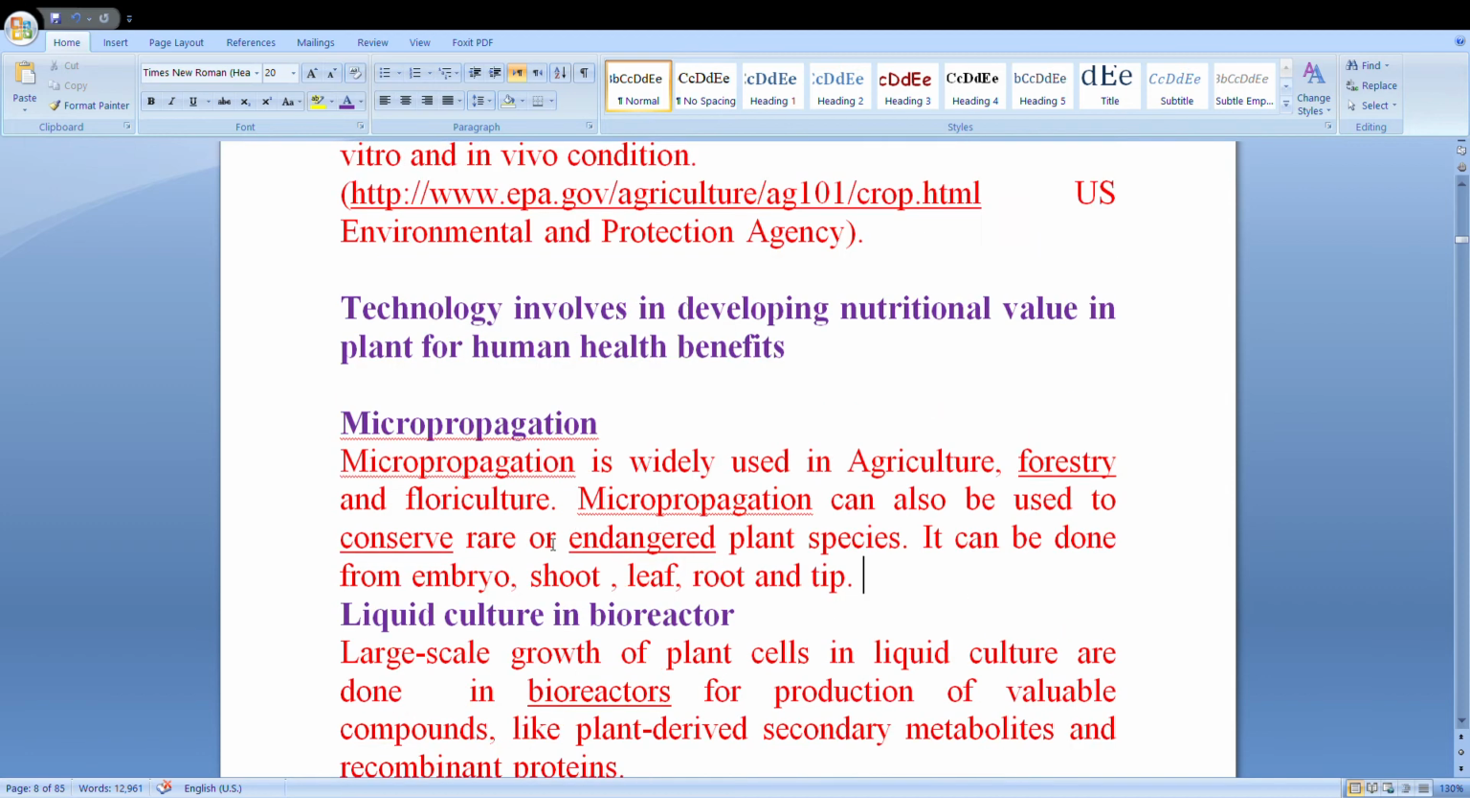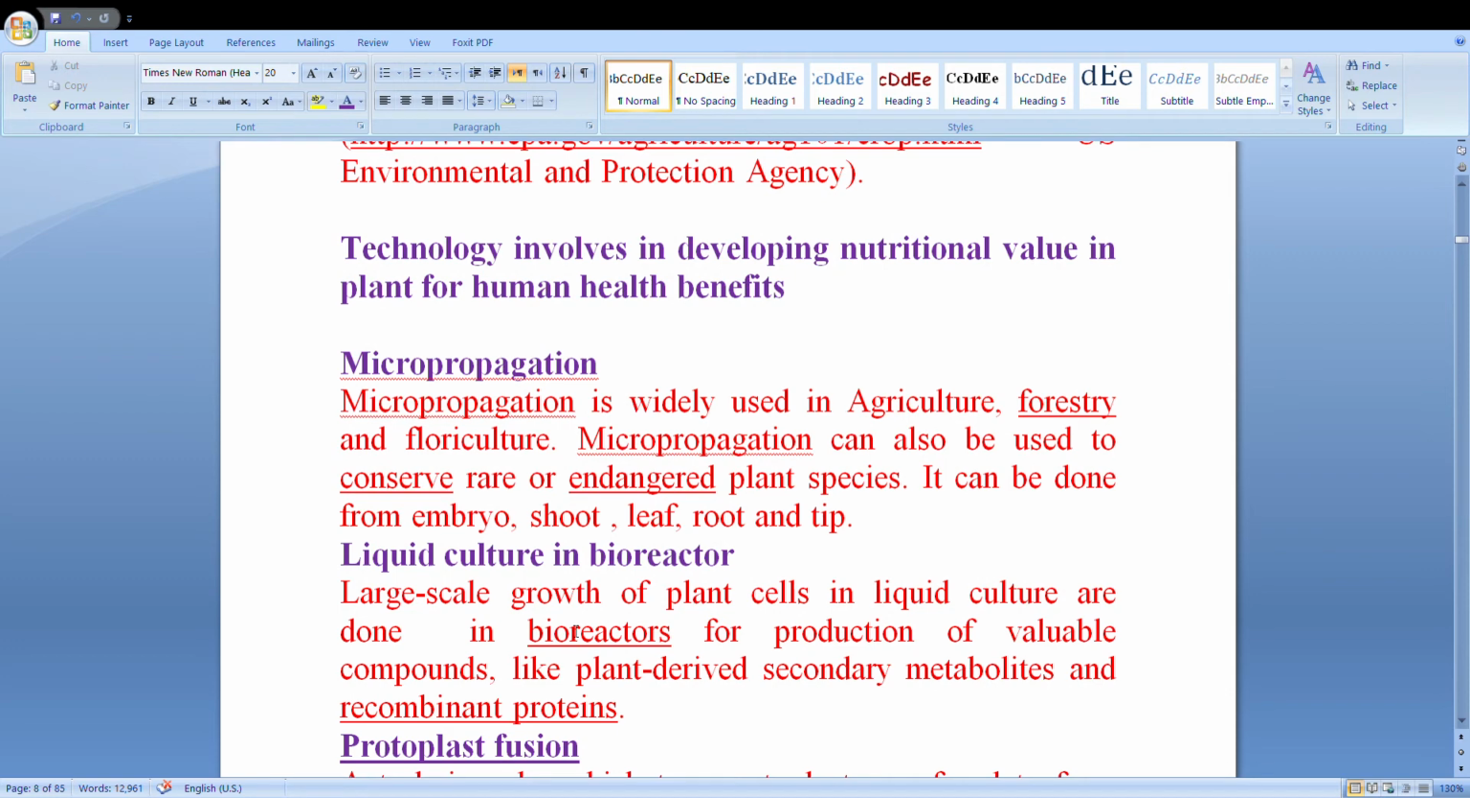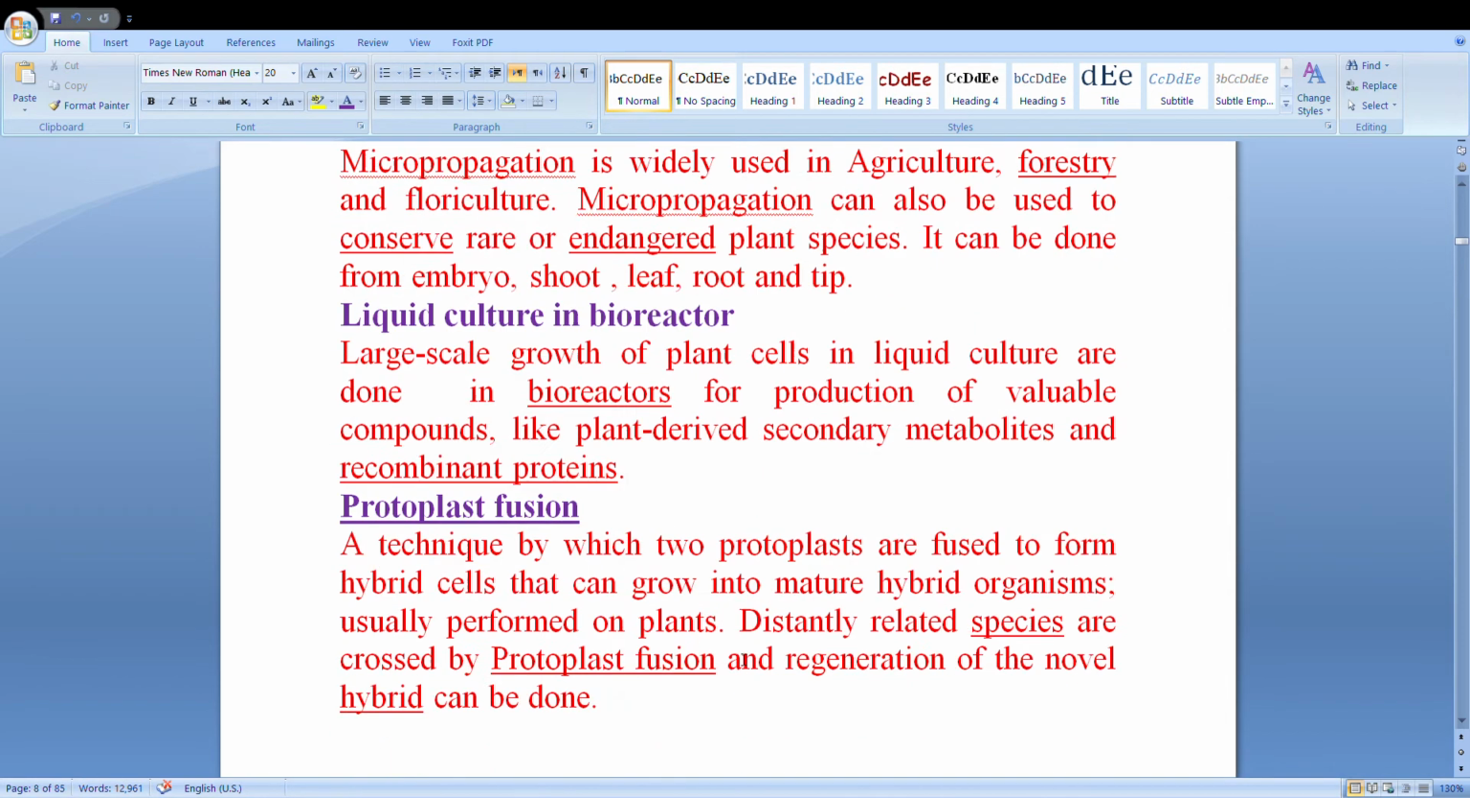Then another technique is liquid culture in bioreactor. By this culture, large-scale growth of plant cells in liquid culture is done in a bioreactor for production of valuable compounds like plant-derived secondary metabolites and recombinant proteins. The other is protoplast fusion technique, by which two protoplasts are fused to form a hybrid cell that can grow into mature hybrid organisms. It is usually performed on plants. Distantly related species are processed by protoplast fusion, and generations of novel hybrids can be made.